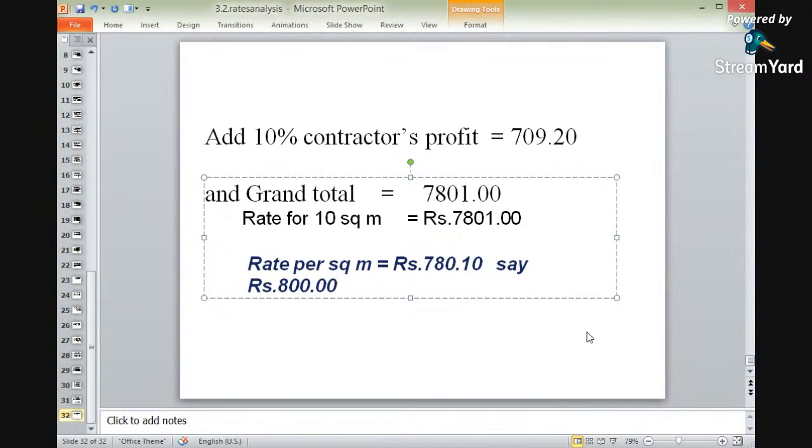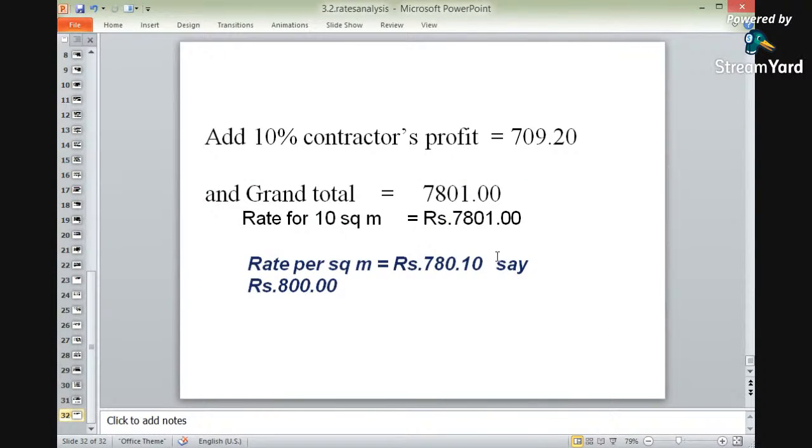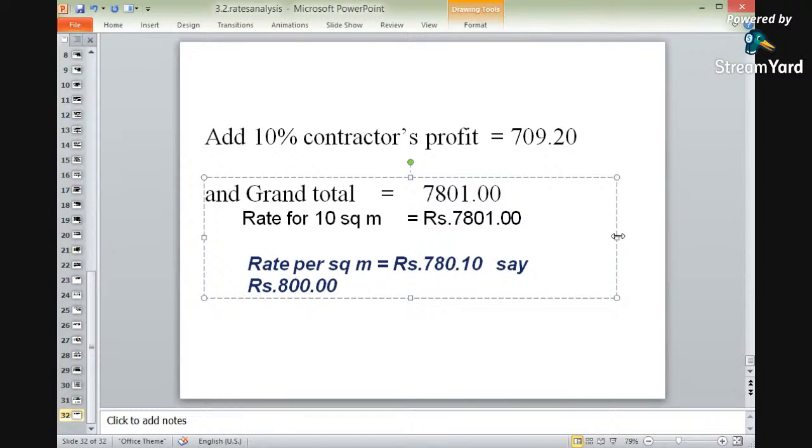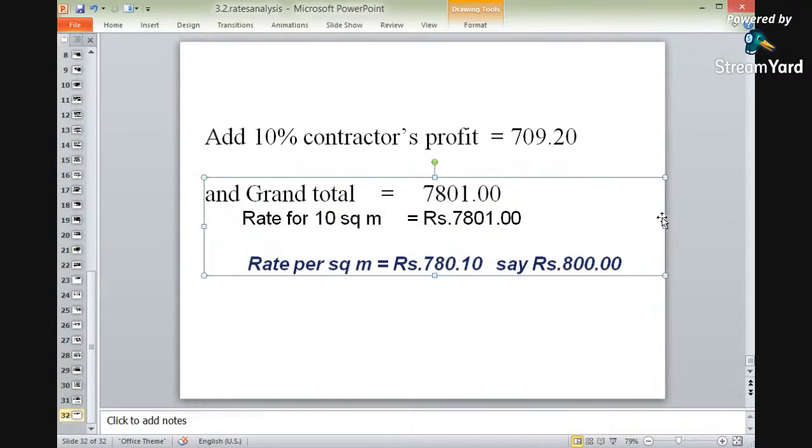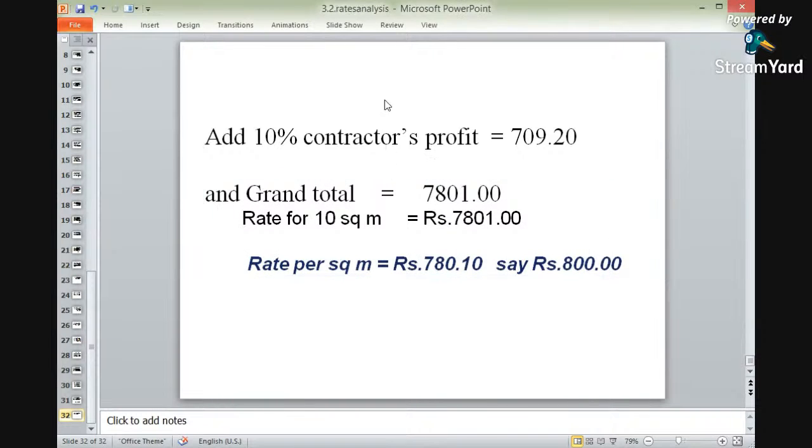In this way we have calculated the different items of works. Beyond this there may be more items of works also. So we have seen different examples related to how to find out the quantity of labor required, how to find out the quantity of materials required, and how to calculate the various things related with the various quantities.